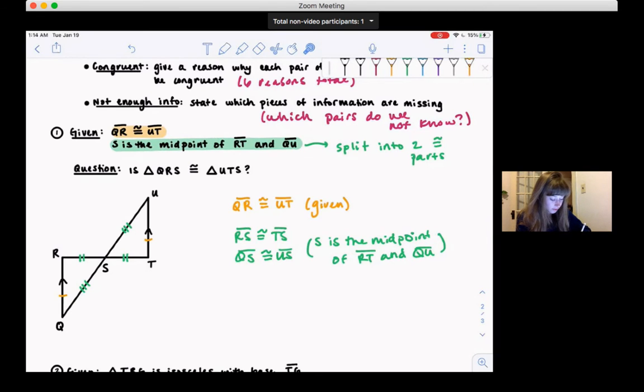Can we get some angles? I see a pair of vertical angles right here, so we know that those are equal to each other. Remember we use 3 letters to name an angle, and the vertex has to go in the middle. So outline the angle with your letters. Angle R to S to Q is congruent to angle T to S to U. And the reason for that is vertical angles.